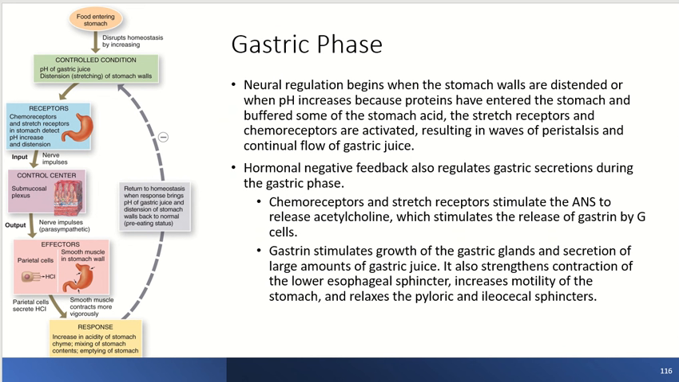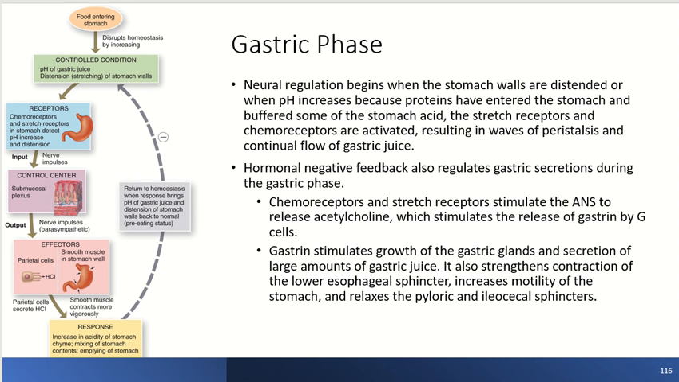Next, we have the gastric phase. This is where neuronal regulation is going to begin, and this happens when the stomach walls are distended or when the pH increases because proteins have entered the stomach and buffered some of the stomach acid. The stretch receptors and the chemoreceptors are activated, and this is going to result in waves of peristalsis and the continual flow of gastric juices.